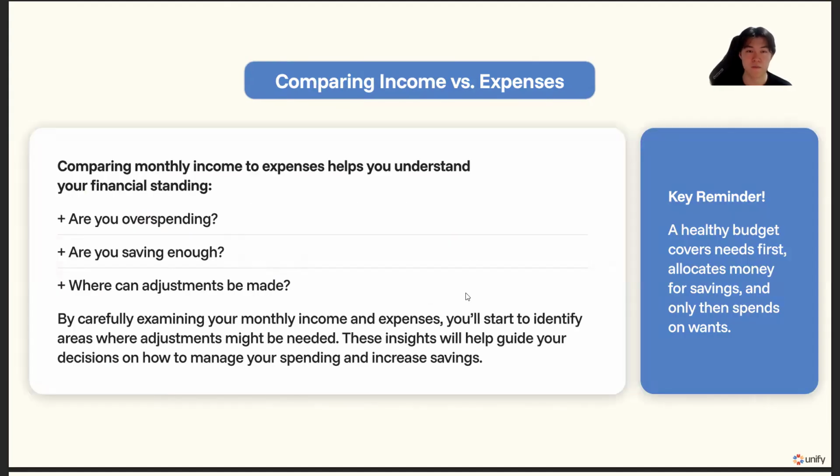Now, let's compare income versus expenses. So, comparing monthly income to expenses basically helps you understand your financial standing. Are you overspending? Are you saving enough? Or where can adjustments be made? By carefully examining your monthly income and expenses, you start to identify areas where adjustments might be needed. So these insights will help guide your decisions on how to manage your spending and increase savings. Keep in mind, a healthy budget covers needs first. Then you allocate money for savings and only then spend on wants.